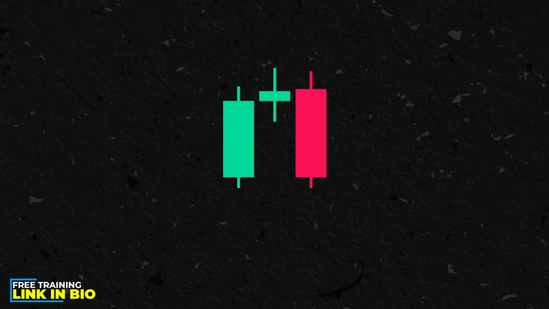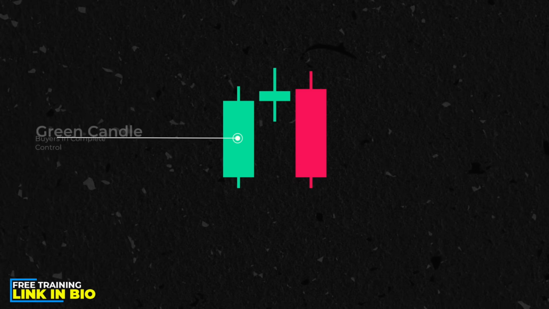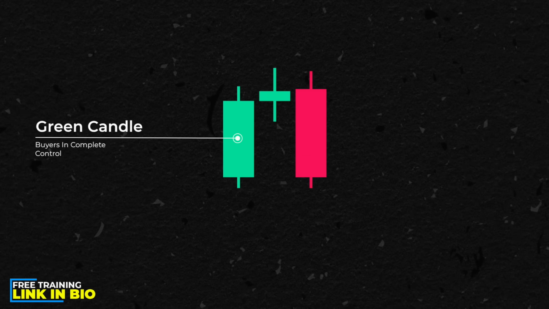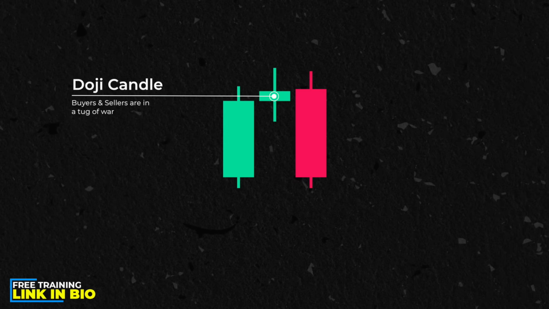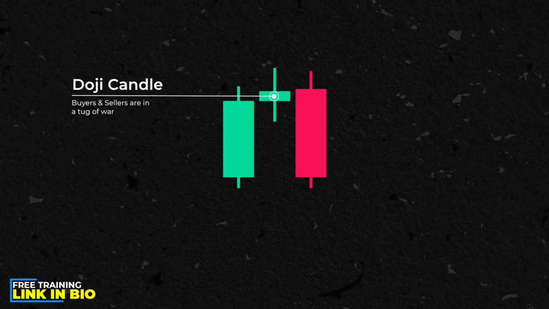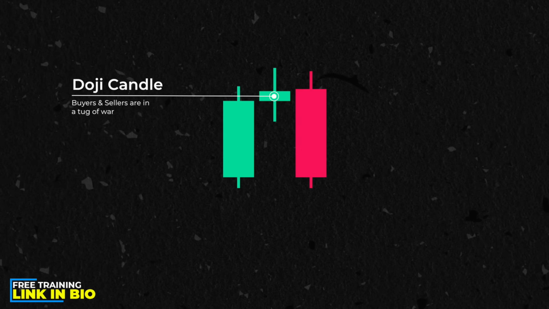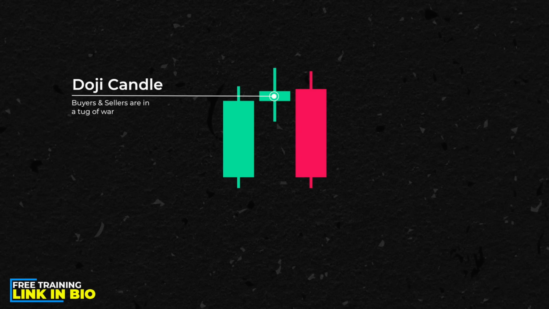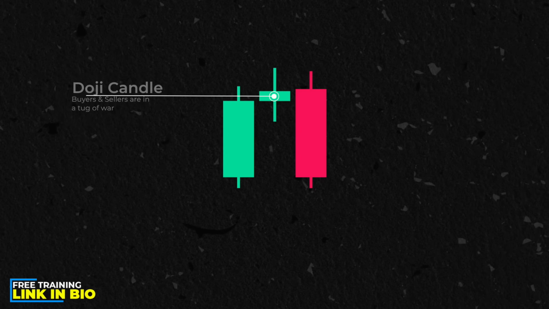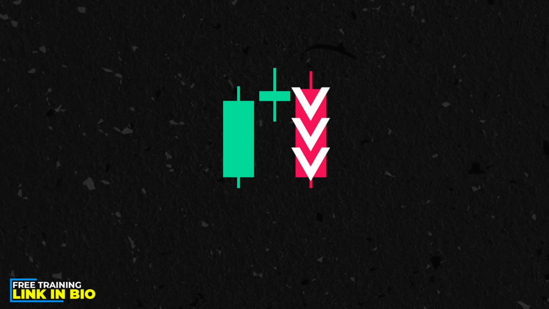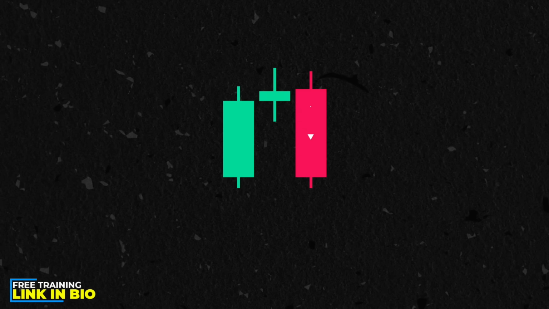The psychology behind this pattern shows us that initially, the buyers were in control as they created this green candle. Then, soon enough, the sellers entered and started to challenge the buyers. As a result, we see this doji candle. The doji candle indicates that the buyers and sellers are in a tug of war. Then, finally, the sellers win the battle and they start to move the price down.